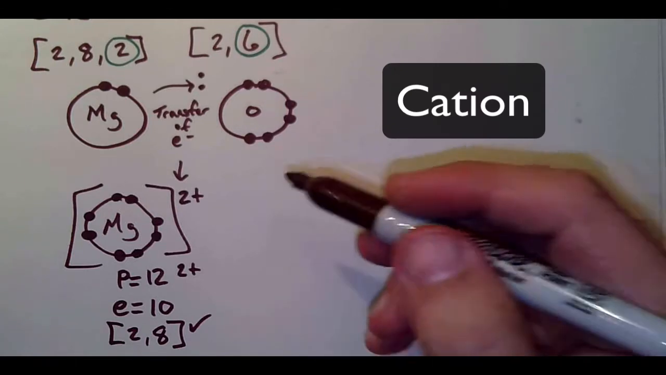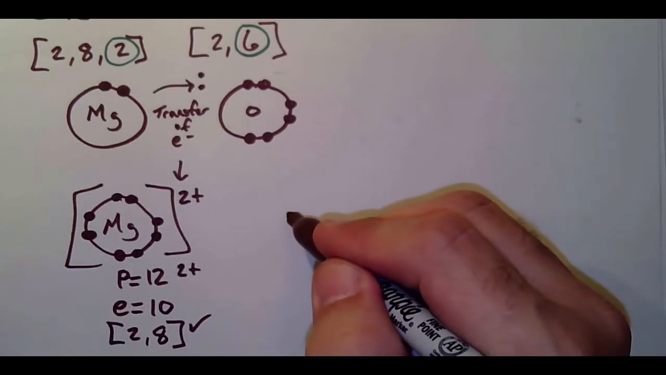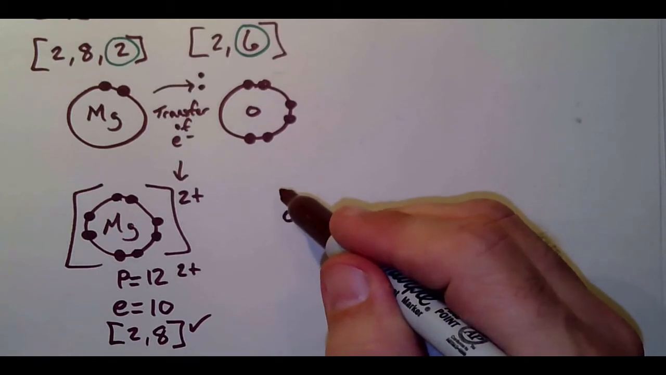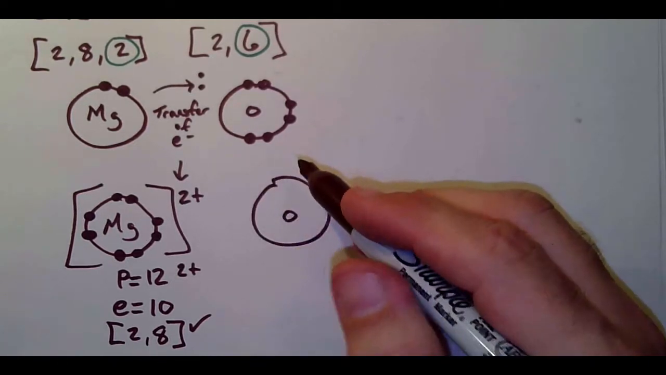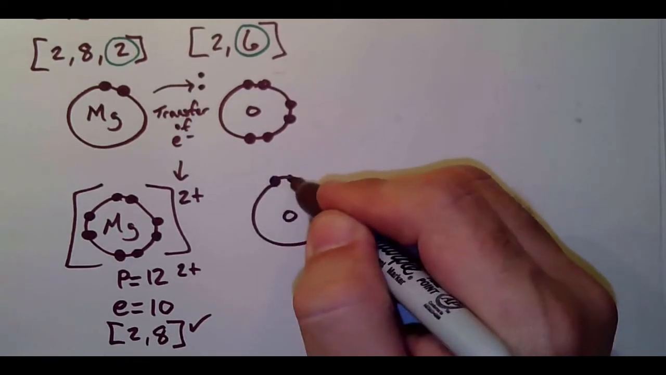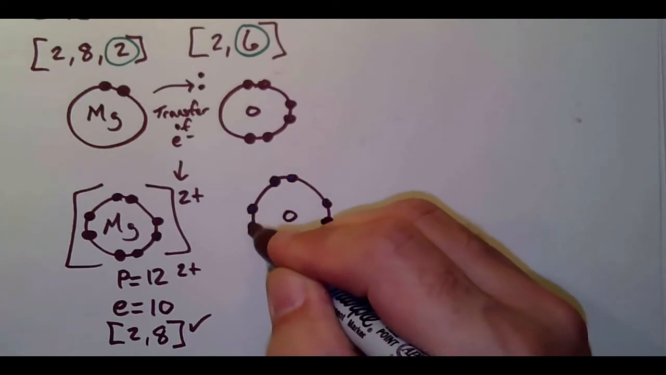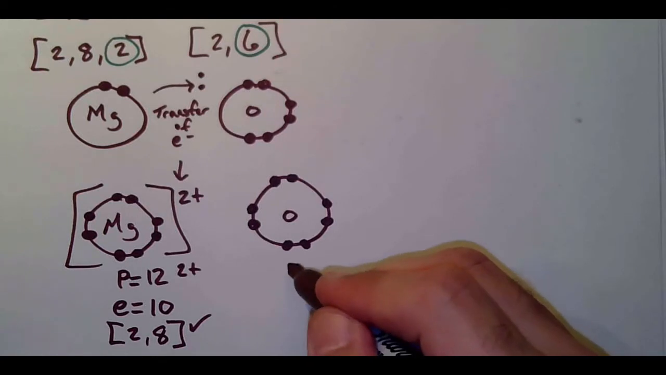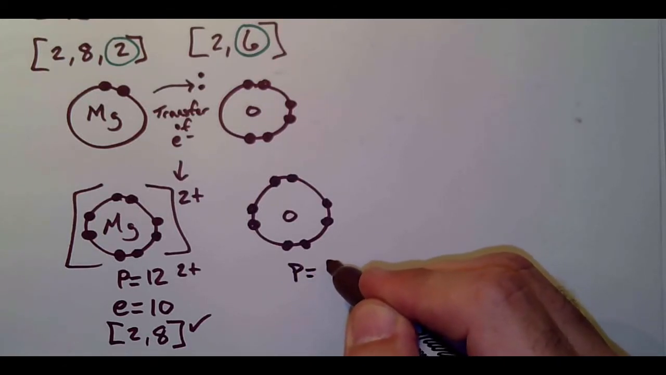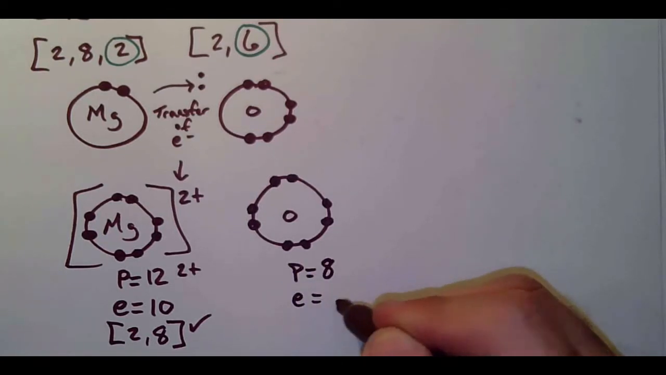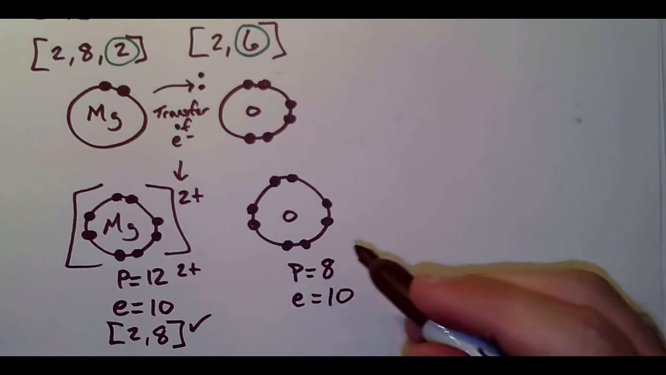Oxygen, on the other hand, if we see what's going on here, let's draw oxygen. It's in a situation where it has now picked up 2 additional electrons. So going from 6 in its outer shell to a full 8. But once again, we have to do our math again. It's still got 8 protons, but in terms of electrons, it's now picked up 2, so it's gone to 10.